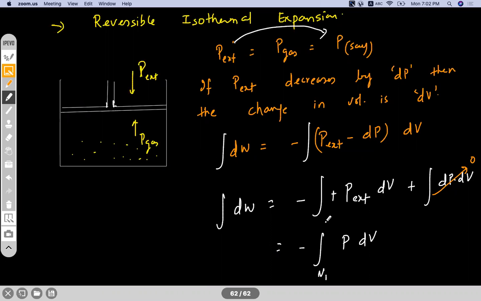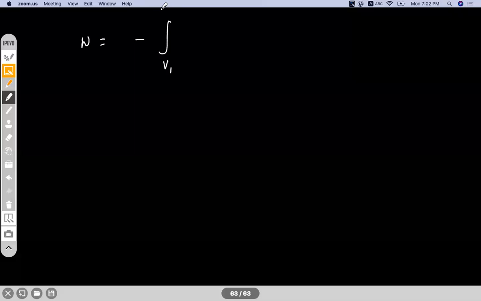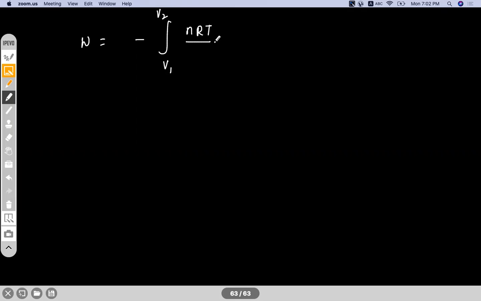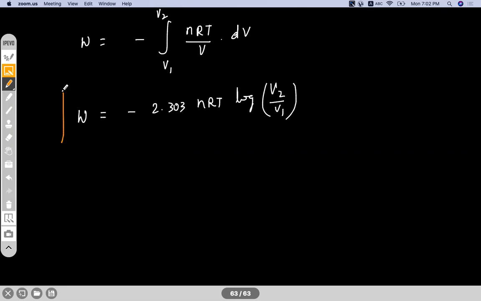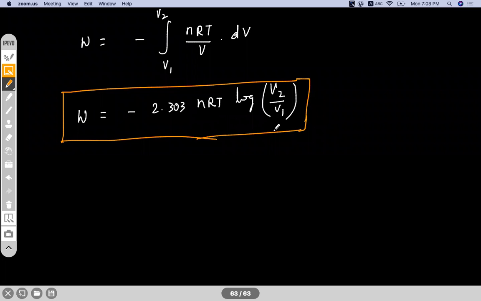Now we integrate it from V1 to V2, initial volume to final volume, and dW from 0 to W. Since the process is reversible, external pressure varies. So we'll write W is equal to minus integration V1 to V2 of nRT by V into dV. Now we'll solve this and we get the expression W is equal to minus 2.303 nRT log V2 by V1. This is the expression of work done we have in this.